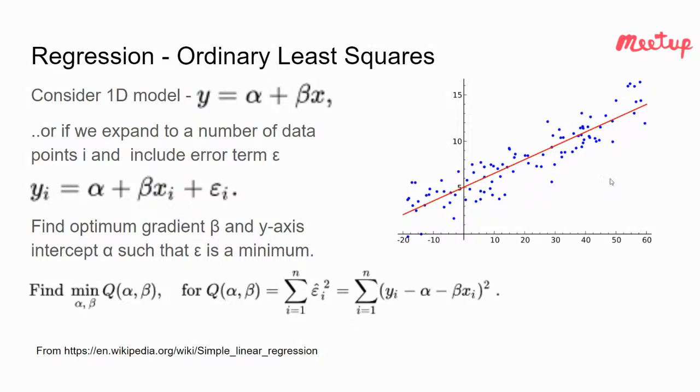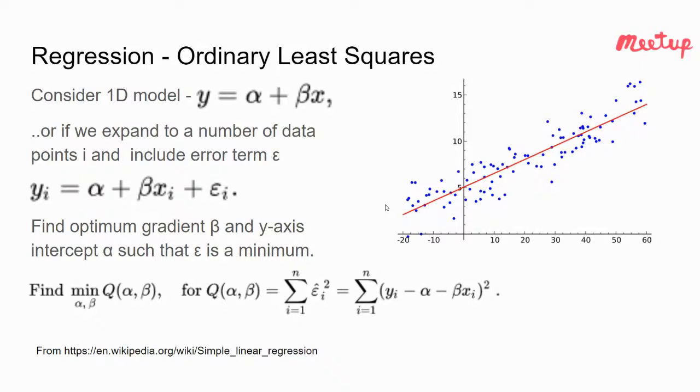So let's consider an XY chart, two-dimensional, y equals alpha plus beta x, where beta is the gradient of the line and alpha is where it intersects the y-axis. Now, because this is not perfect data, we have to use an error term.